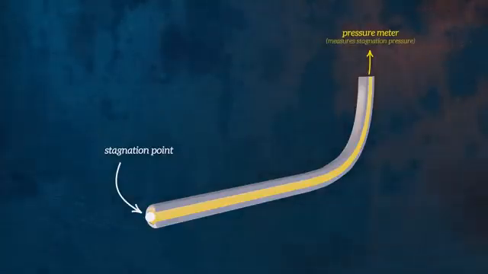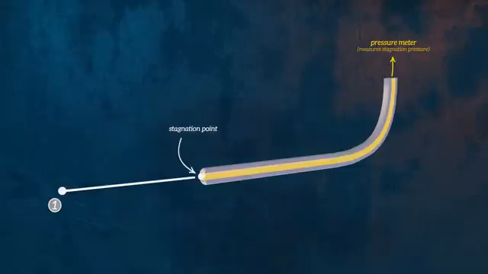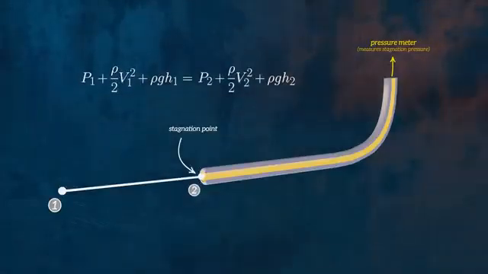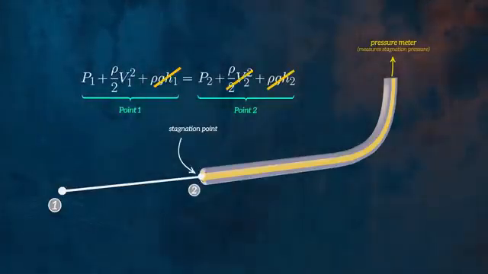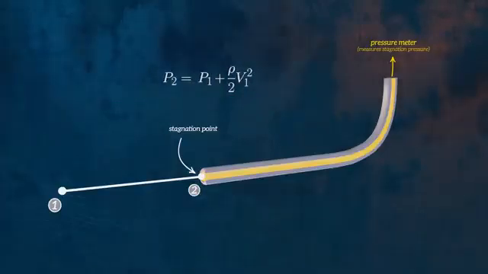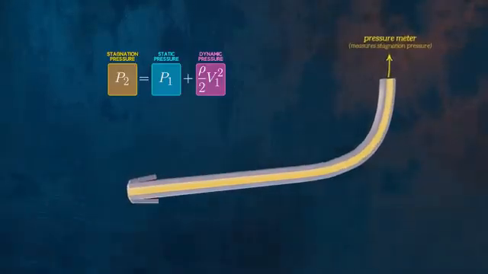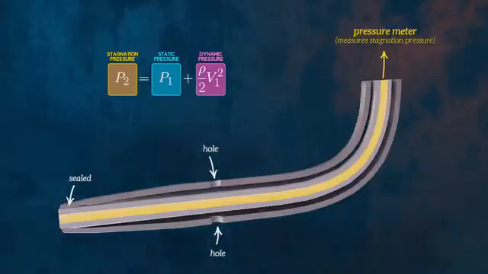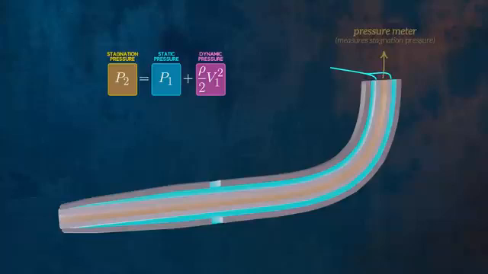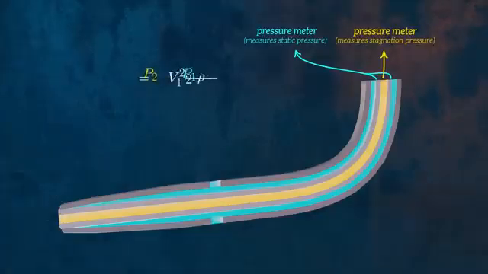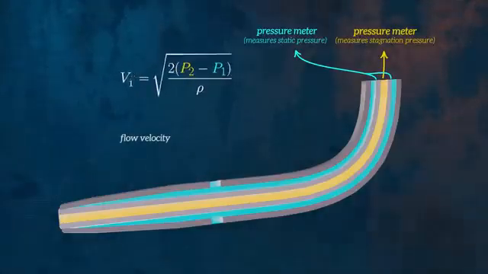We can apply Bernoulli's equation between an upstream point and the stagnation point, and show that the stagnation pressure is equal to the sum of the static pressure and the dynamic pressure terms. All of the kinetic energy is essentially being converted into pressure energy at the stagnation point. If we add an outer tube which is sealed at the end but has holes further downstream, the outer tube will measure the static pressure of the fluid instead of the stagnation pressure. These two pressure measurements give us all of the information we need to determine the velocity of the flow.